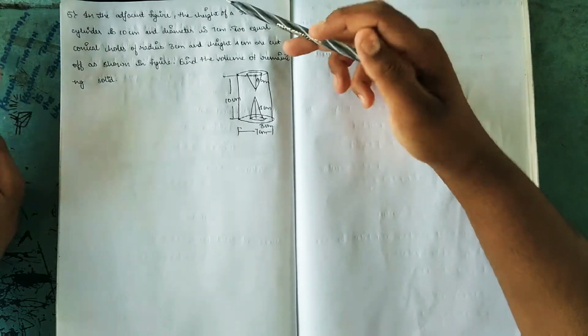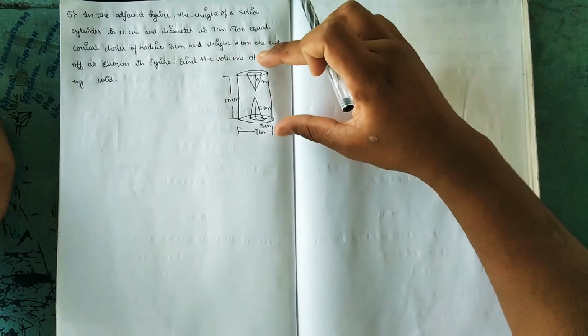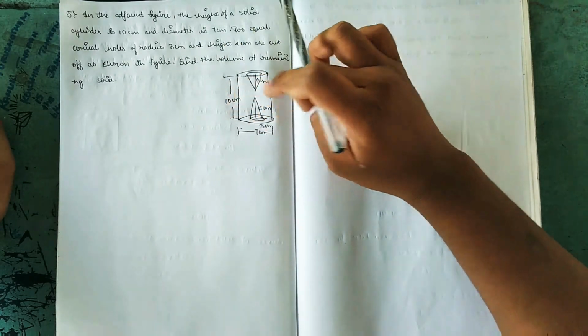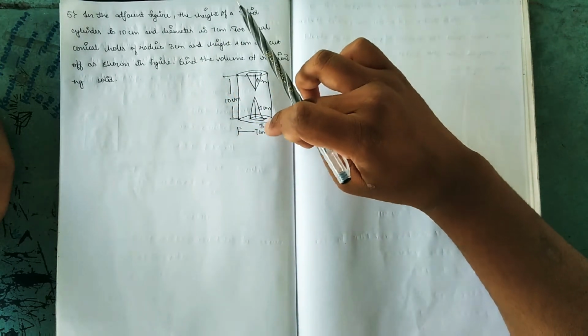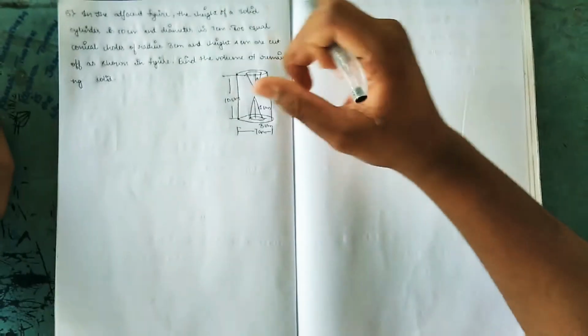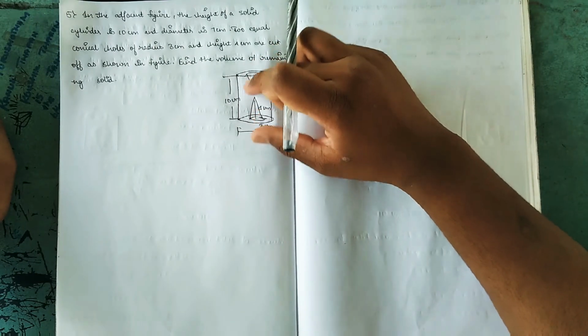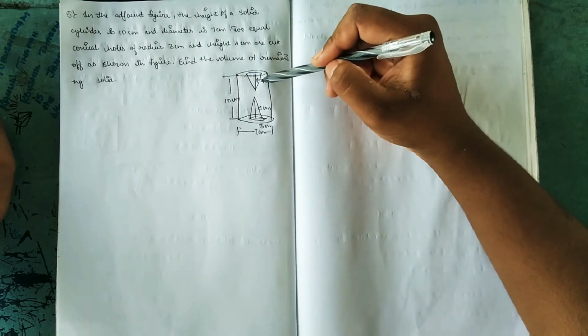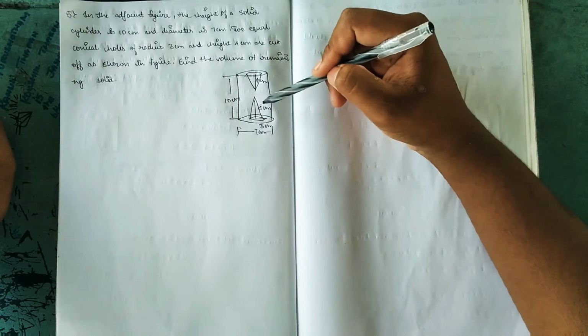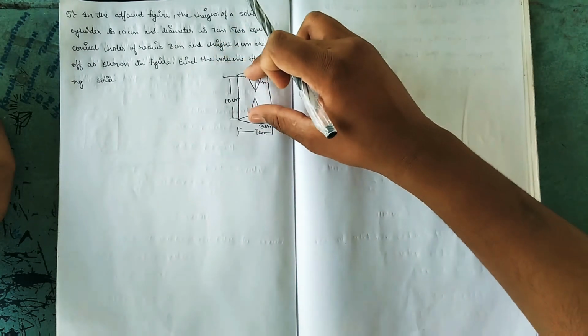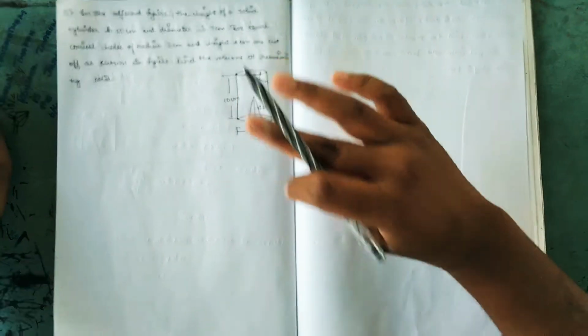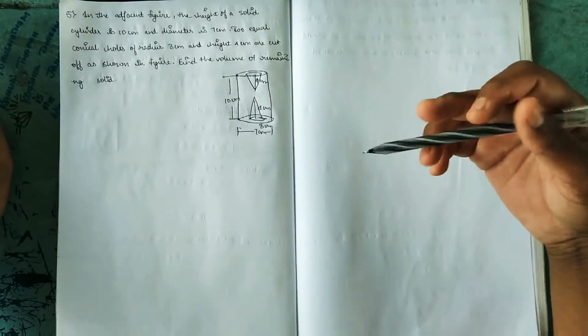So they have said here, in this figure the height of the cylinder is 10 centimeters and the diameter is 7 centimeters. So two equal conical holes, so these are the conical parts, of radius 3 centimeters and height 4 centimeters, are cut out. So from both sides they have cut out a conical part. So we have to find the volume of the remaining solid.